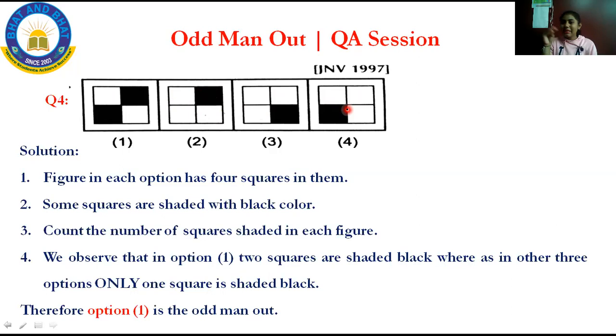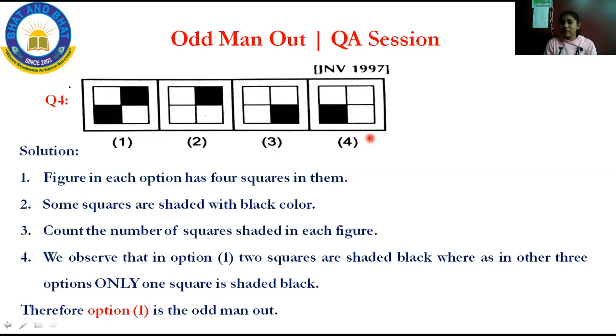Again, there are some shaded parts in all the figures. Now let us count the shaded parts. In the first figure, two shaded parts. In the second figure, one shaded part. Third, one shaded part. Fourth, one shaded part. Now, what is the correct answer? Analyze it. Compared to options 2, 3 and 4, which have only one shaded part, option 1 has two shaded parts.